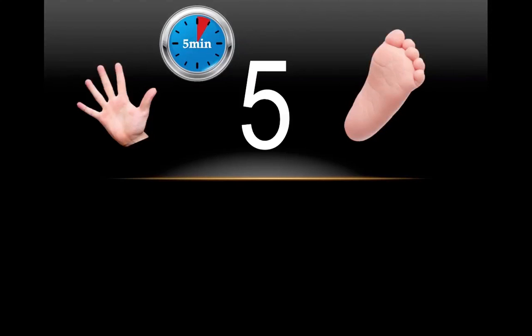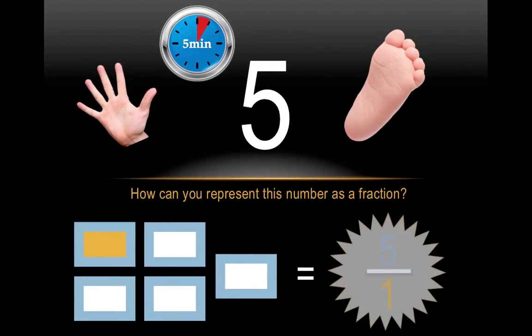So let's go back to this very special whole number, 5. We already know that 5 is very familiar. We've got those 5 fingers, the 5 minutes, the 5 toes. But 5 can also be represented as a fraction. Here are 5 things, and we know that 5 can be represented as 5 over 1, or 5 wholes. Okay, let's review.